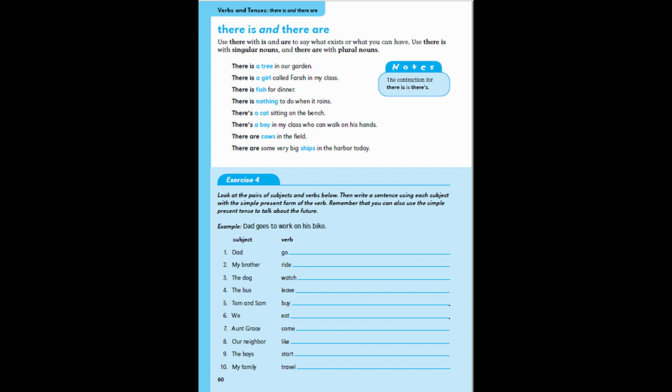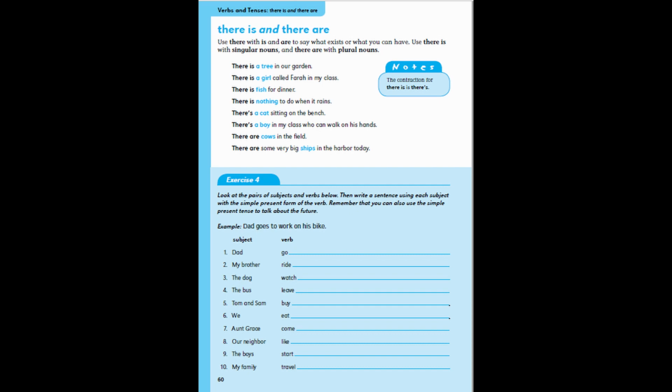Okay, so the final form before we move on to the exercises is there is and there are. So use there with is and are to say what exists or what you can have. So for example, there is a tree in our garden. Now here in this sentence, I'm telling you something that is right there. That is something that I am in possession of, and that is something that I'm presently talking to you about.